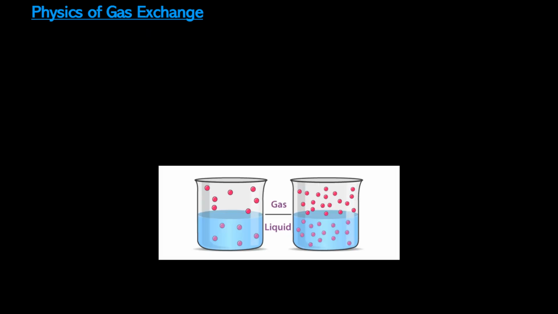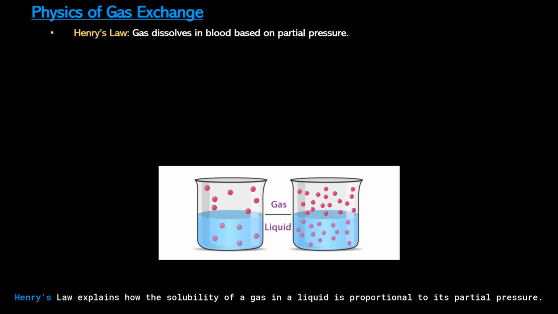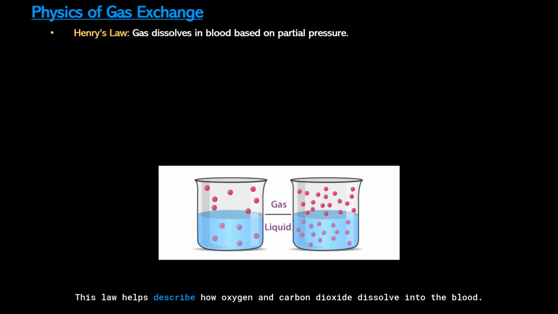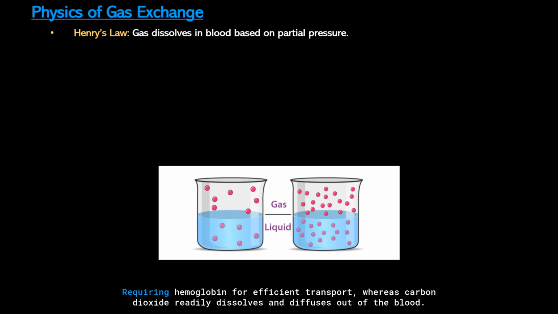The last gas law we should be familiar with is Henry's law. Henry's law explains how the solubility of a gas in a liquid is proportional to its partial pressure. This law helps describe how oxygen and carbon dioxide dissolve into the blood. Oxygen has a lower solubility in blood compared to carbon dioxide, requiring hemoglobin for efficient transport, whereas carbon dioxide readily dissolves and diffuses out of the blood.